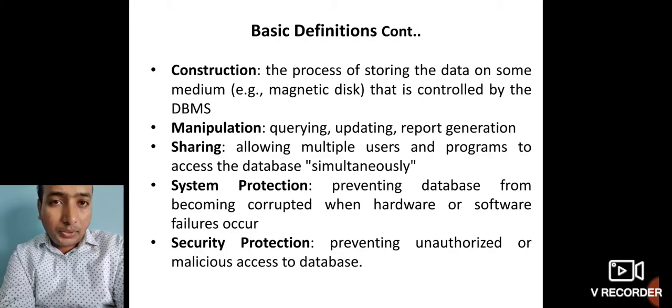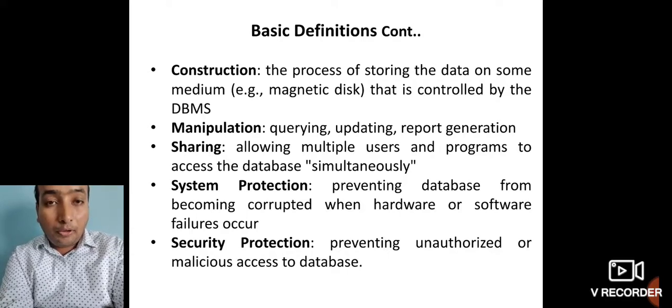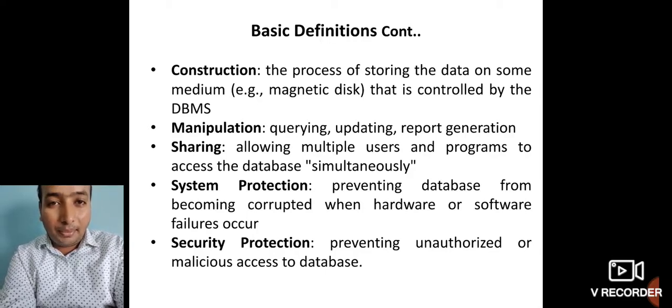Now assume that you have created a database and you have stored it somewhere, and it is being managed by your DBMS. The second thing is that you have to perform various operations. That we can call cumulatively the manipulation of your database.